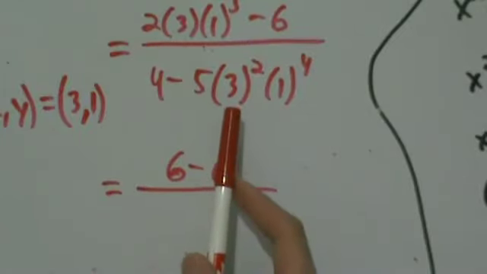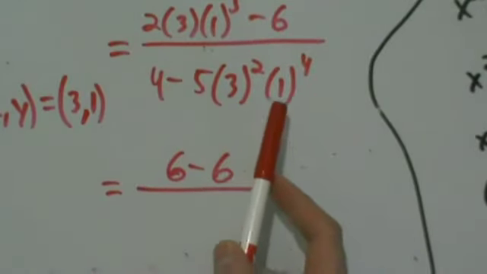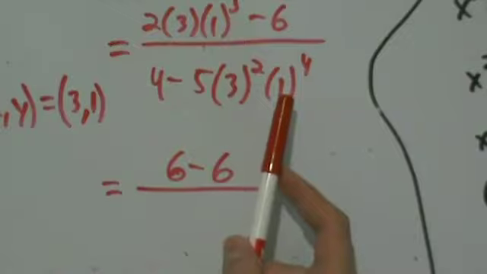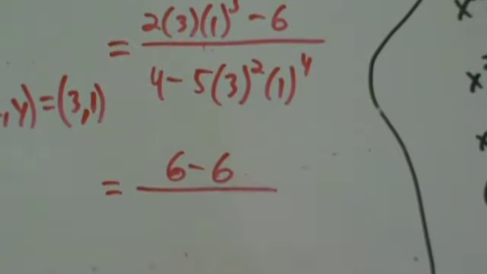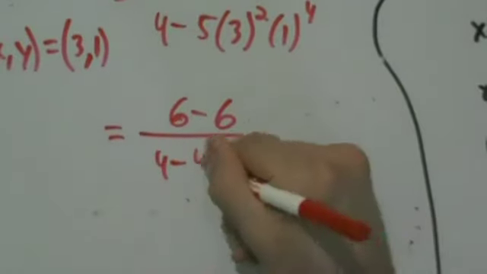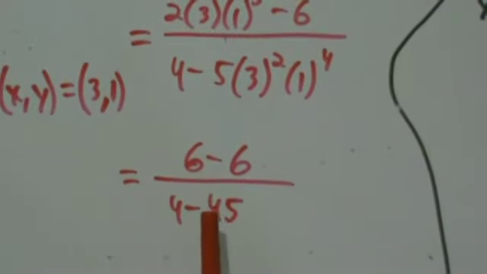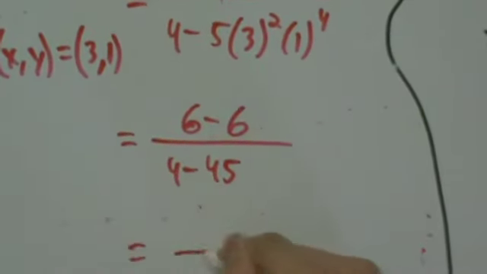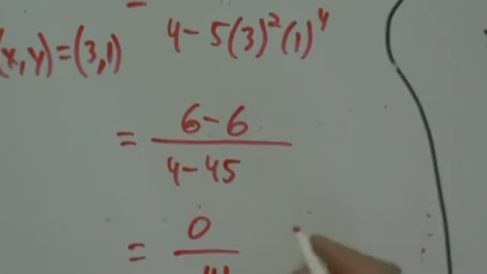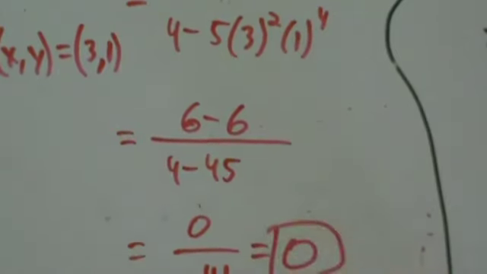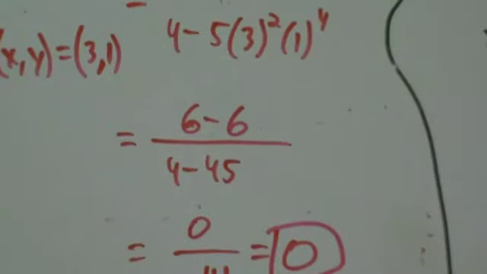So 3² is 9, 1⁴ is 1, so 4 minus 5 times 9, and 5 times 9 is 45. So this is actually 0 over −41. So this is just 0. And that's the answer here.